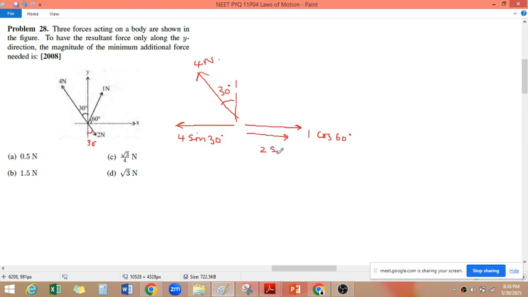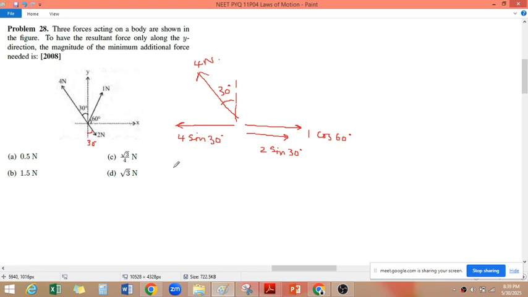2 sine 30. This is where many of you will make mistakes. So please think yourself, and if you have any doubts, please ask me. This is cos and this side it will be sine. This is cos and this side it will be sine, but I'm not interested in the y-axis. Similarly, this is cos here and it will be sine here.